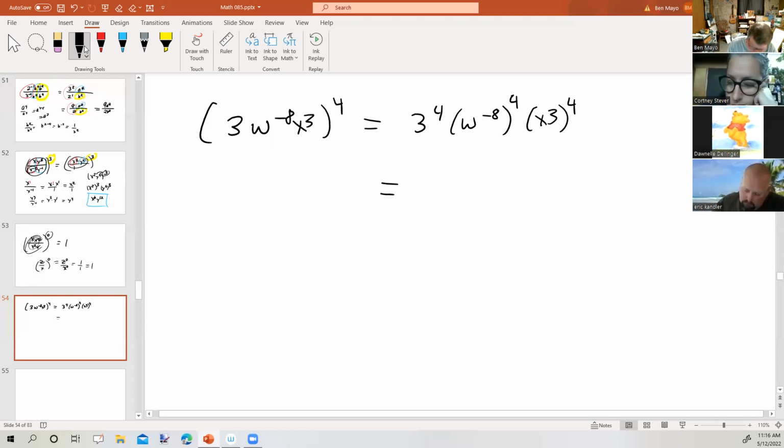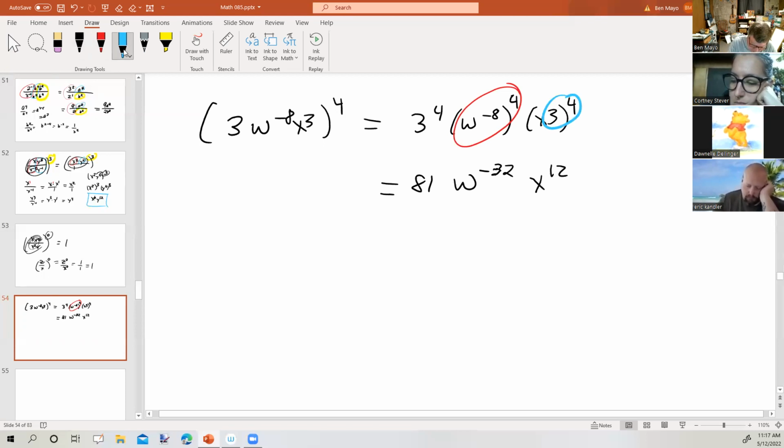But now we come back: 3 to the 4th, 3 times 3 times 3 times 3 is 81. A power raised to a power, we multiply the exponents. So that's w to the negative 32 power, and then x to the 12th power. Again, multiplying the exponents. But now we've got to rewrite it, 81 x to the 12th over w to the positive 32 power to make that negative exponent positive.